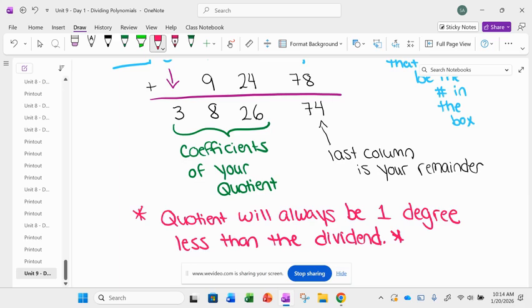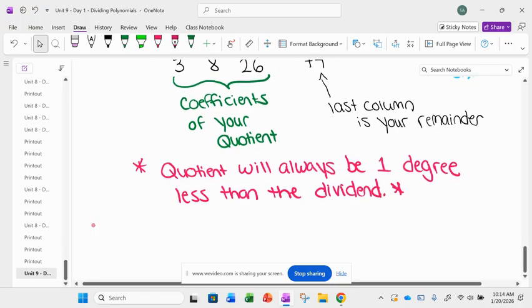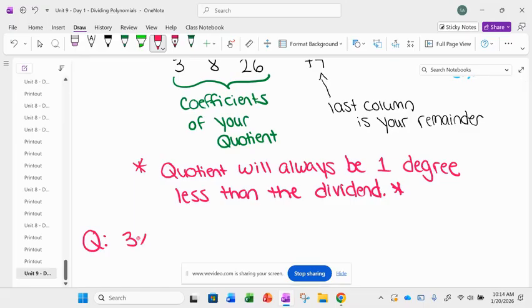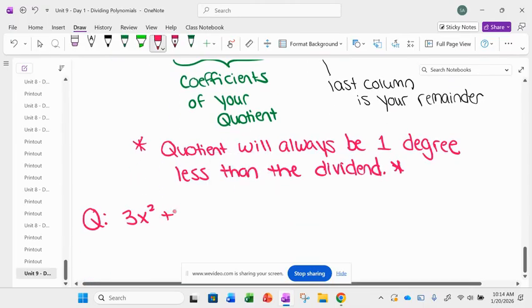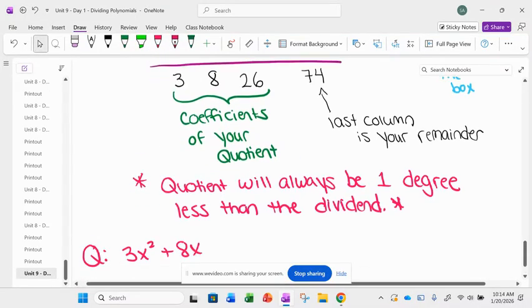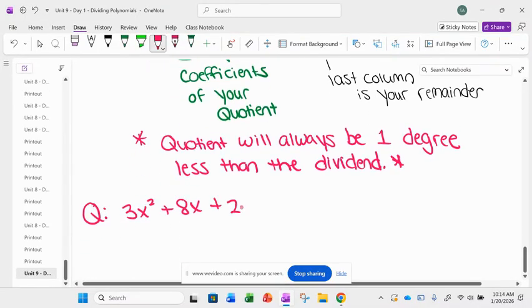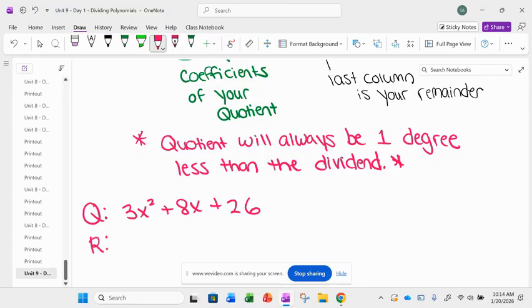Okay, so what was the degree of my dividend from the original problem? 3. So my quotient will be 1 degree less than that. So 1 degree less than 3 is 2. So my quotient is going to be 3x squared. Since that's a positive 8, I'm going to write plus 8x plus 26. And the remainder is 74.